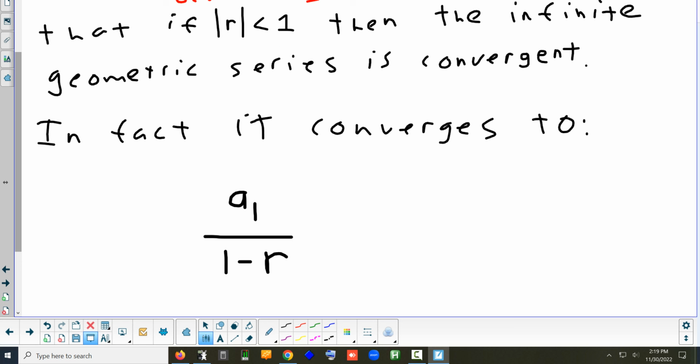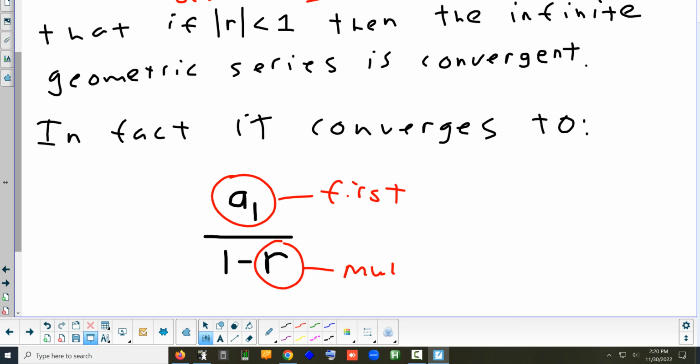Could you use this if the absolute value of r was greater than 1? You could, but the number you get doesn't really have any meaning. And what's a sub 1 again? That's your first term. And r, that's what you multiply by each time.